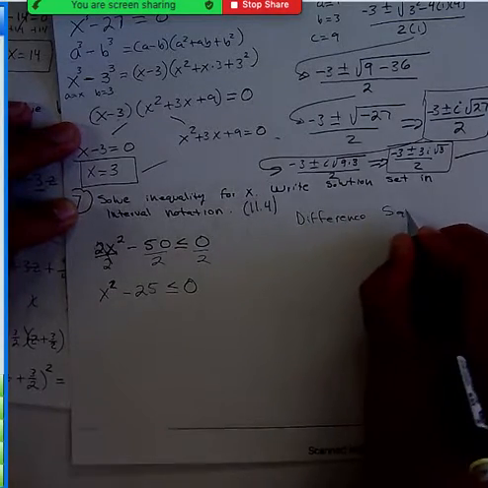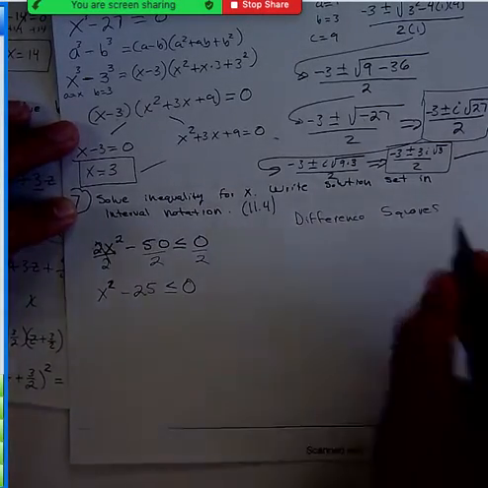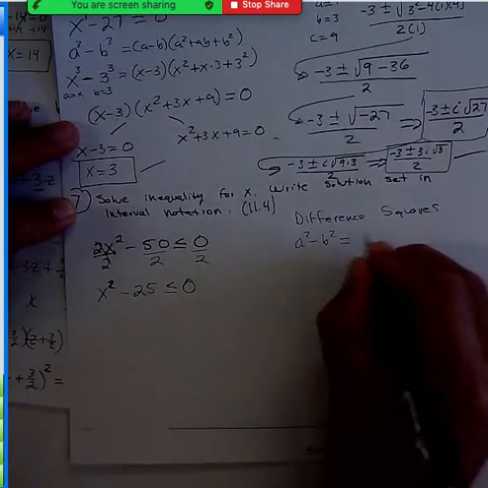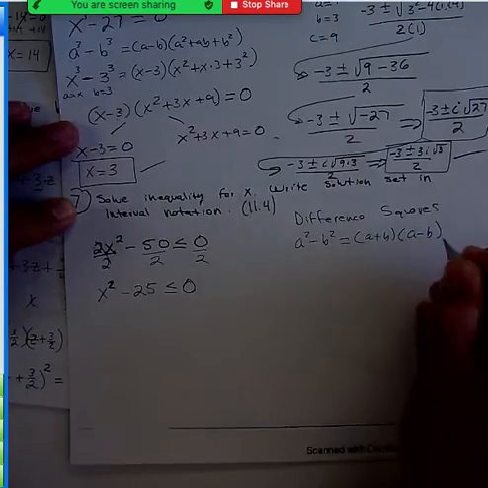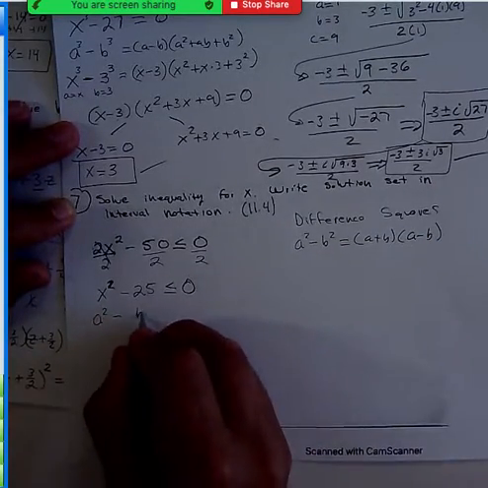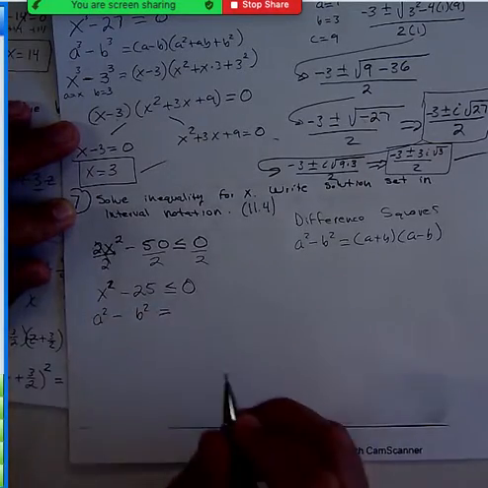Difference of squares, because we're going to have to factor to solve for x. We're solving for x again. Difference of squares looks like this: a plus b, and we've done this one so many times. This one we have used a lot. This is the formula. So we have a squared minus b squared equals, I'm going to put equals even though we have an inequality.